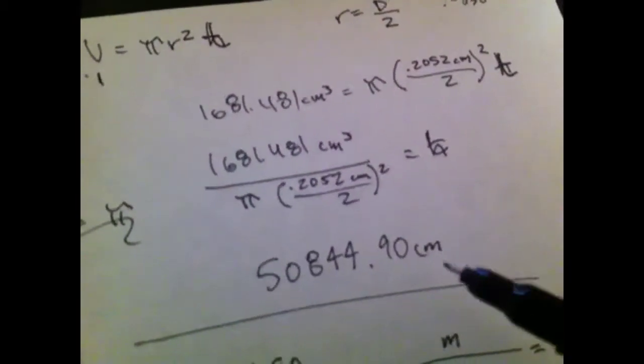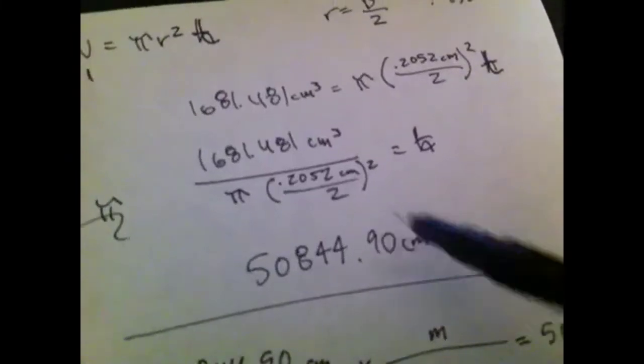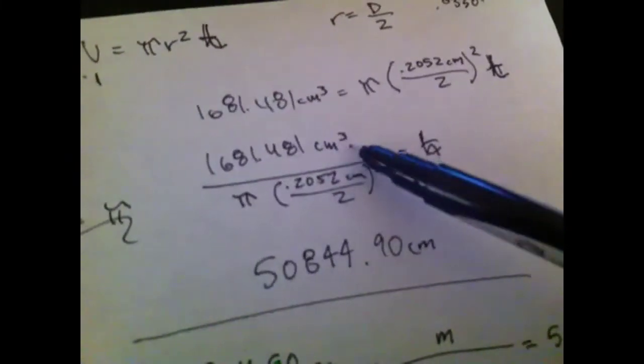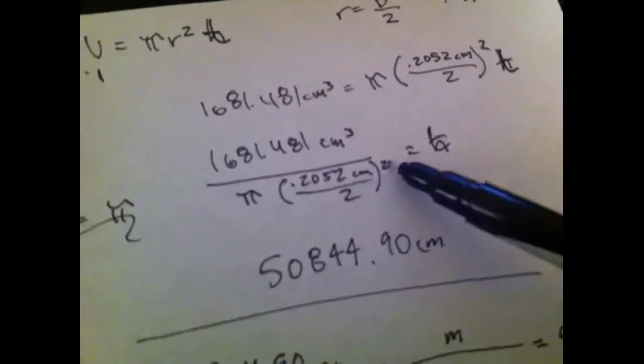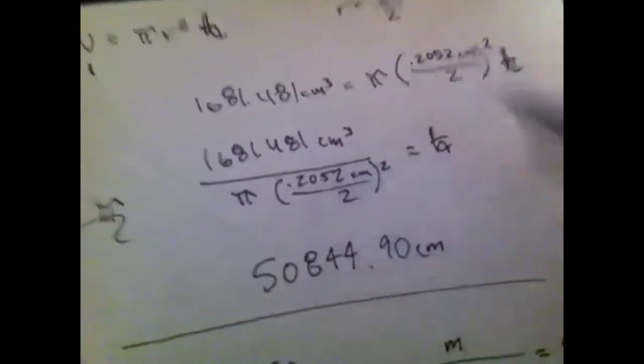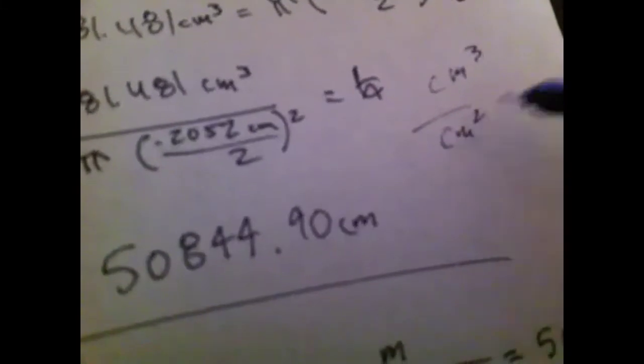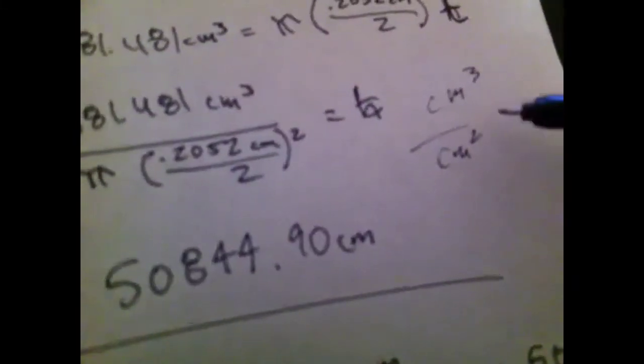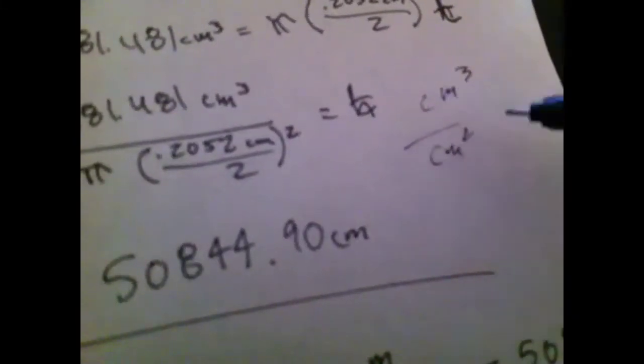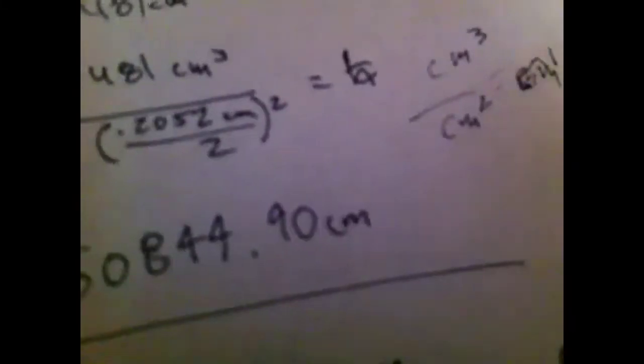50,844.90 centimeters. And it becomes centimeters because we got centimeters cubed up here, and right here we got centimeters, but we squared it, so it's centimeters squared. So centimeters cubed divided by centimeters squared. If you divide the exponents with this being the same, then it's a subtraction, so it becomes just centimeters. This is hard.